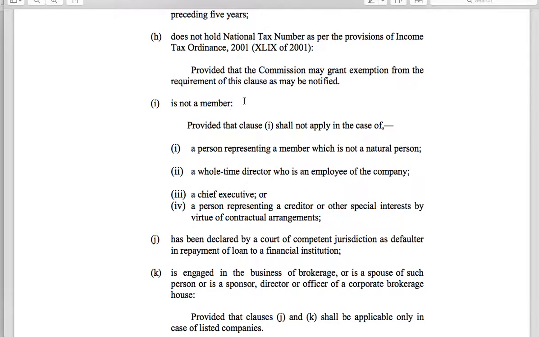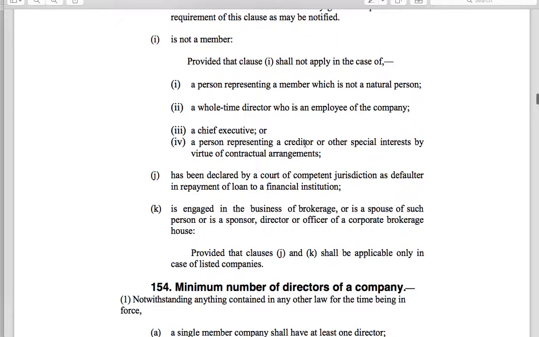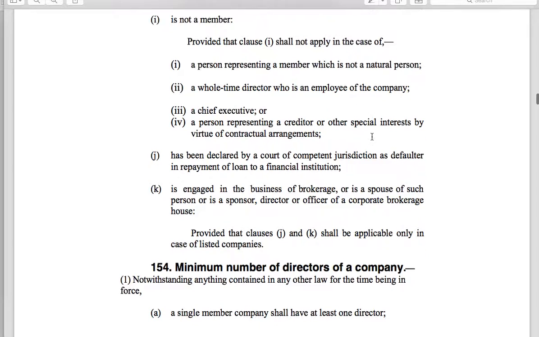You normally register online at IRIS on the FBR portal to get a national tax number if you are a Pakistani. If you are a foreign national, you will have to physically come and get your national tax number in the city where your company is incorporated. Then there are also some other exceptions. The requirement of being a member shall not apply in the case of a person. A chief executive can also not be a director. And then there are provisions for government directors and a whole-time director who is an employee of the company, etc.